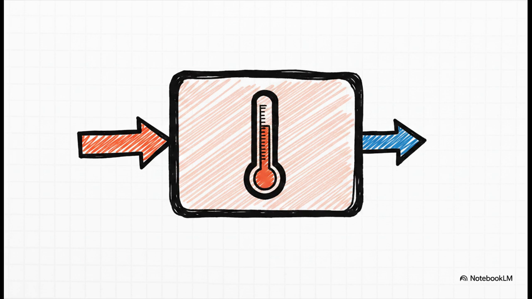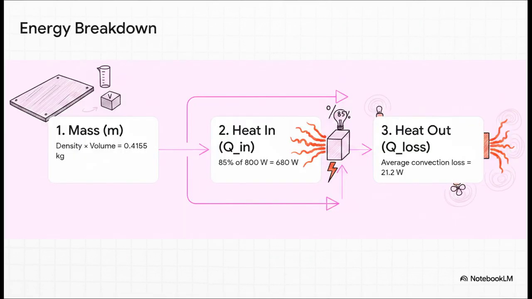It's really that straightforward. Okay, let's break that down piece by piece. First, we need the mass of the plate. We just use its density and volume for that. Easy enough. Next, our energy in. That's the 85% of the 800 watts, which gives us 680 watts.